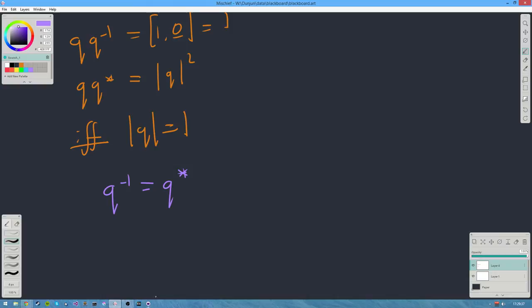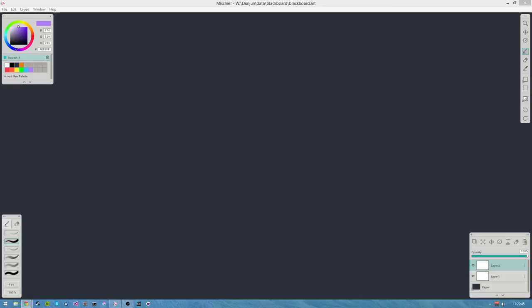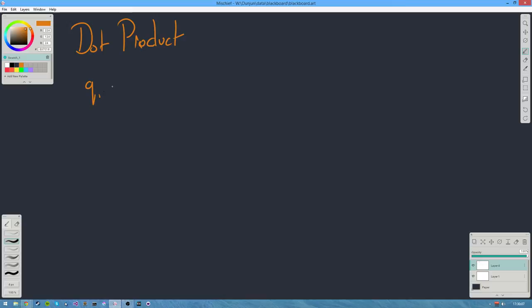So let's go on to different types of multiplication with quaternions. Different types we can have, again, is the dot product. Again, it works exactly the same. This works exactly the same as you'd expect with a vector. So the dot product of, let's say, Q1, dot product, big dot, with Q2. I'm going to do this in white again, it'll be easy to read. So Q1 dot product with Q2 is what you'd expect the dot product of a vector to be.